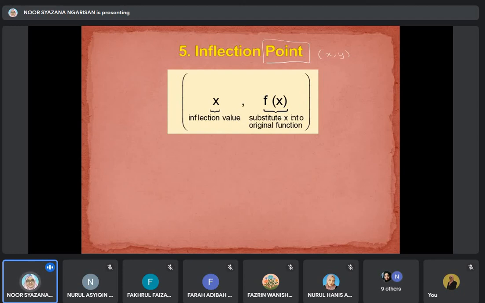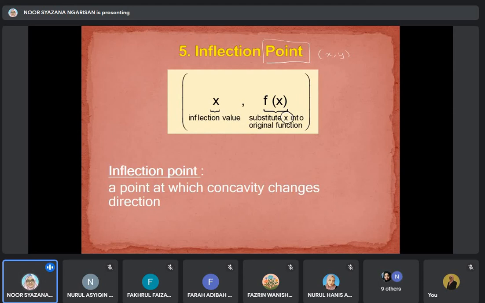X here is, kalau x tadi critical value, x dekat sini inflection value. Gantikan inflection value dalam f x. And that the value that you get is our y coordinate.